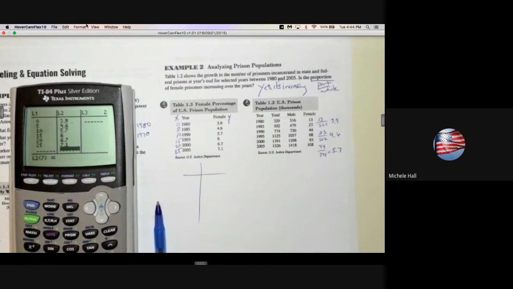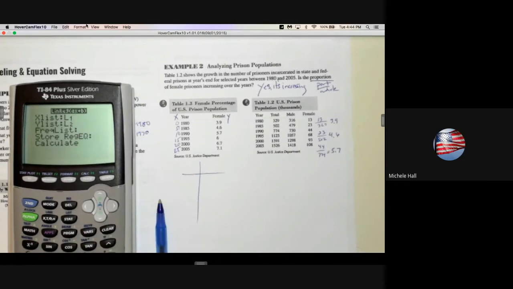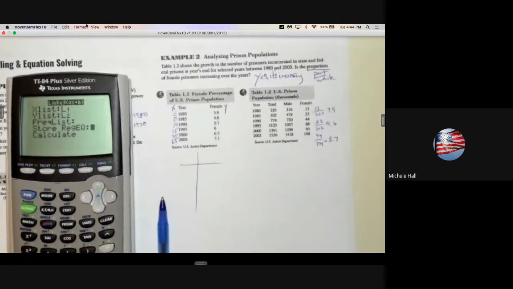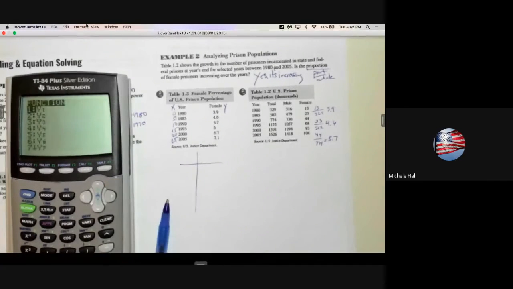Go to zoom 9 for zooming in on my stats. Okay, this is looking a little more linear. Doesn't have that curve. Let's do a calculation, stats, calculate. I'm going to do a linear regression this time. Number 4. Enter, enter, enter. I would like the calculator to store this for me, so I'm going to go to vars, variable. Scroll over to the y variable. Yes, it's going to be a function. And number 1, y1. Enter, enter.